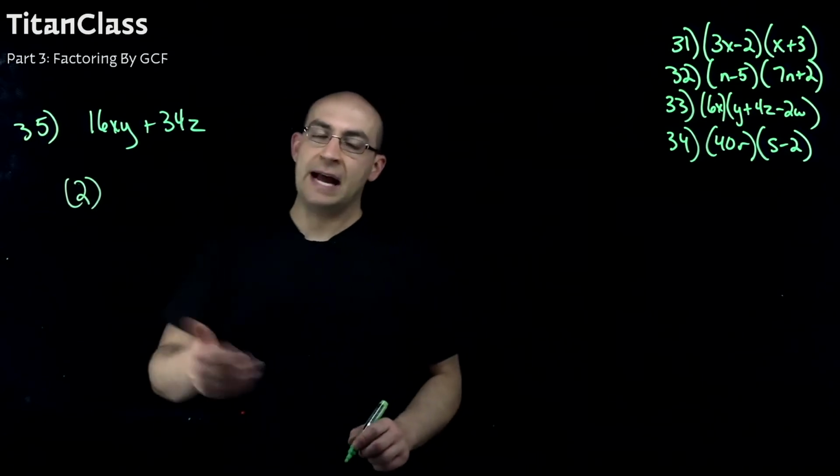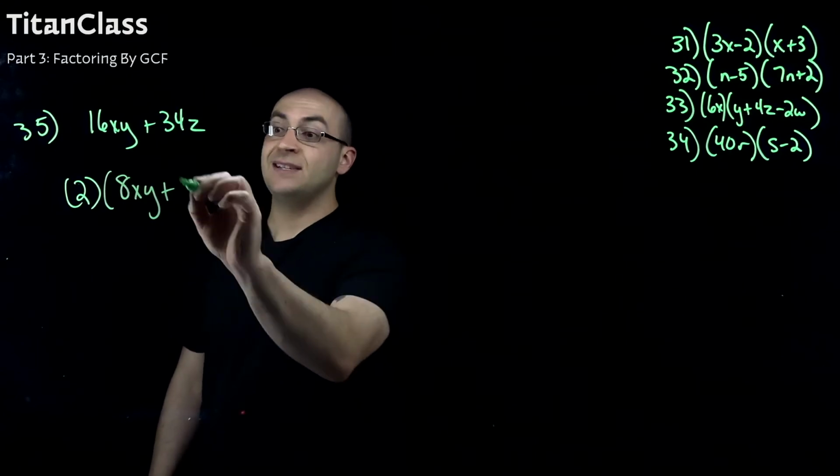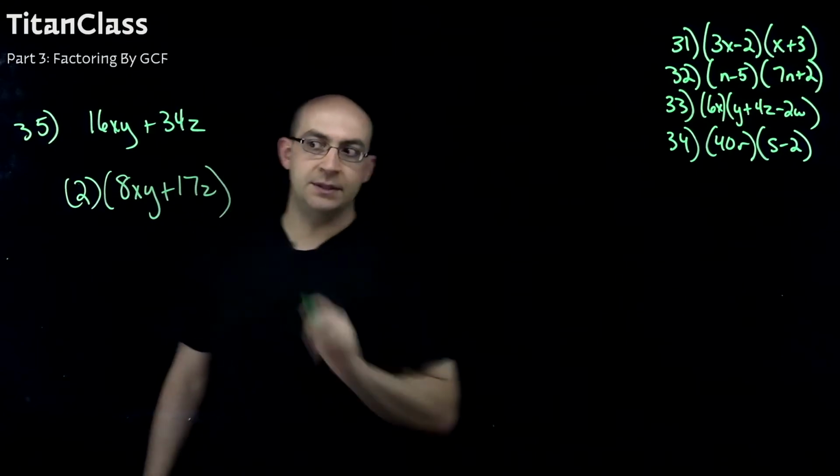Now we can just divide out and finish up our problem here. 8xy plus 17z. Done deal there.